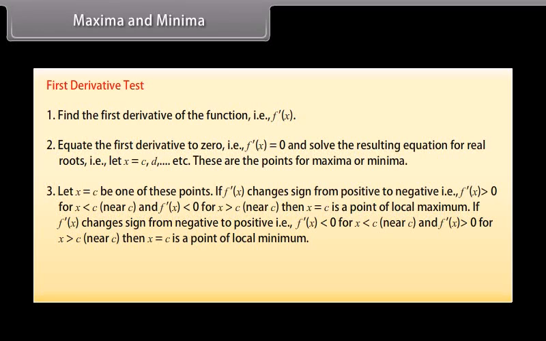If f'(x) changes sign from negative to positive, that is, f'(x) < 0 for x < c near c, and f'(x) > 0 for x > c near c, then x = c is a point of local minimum.